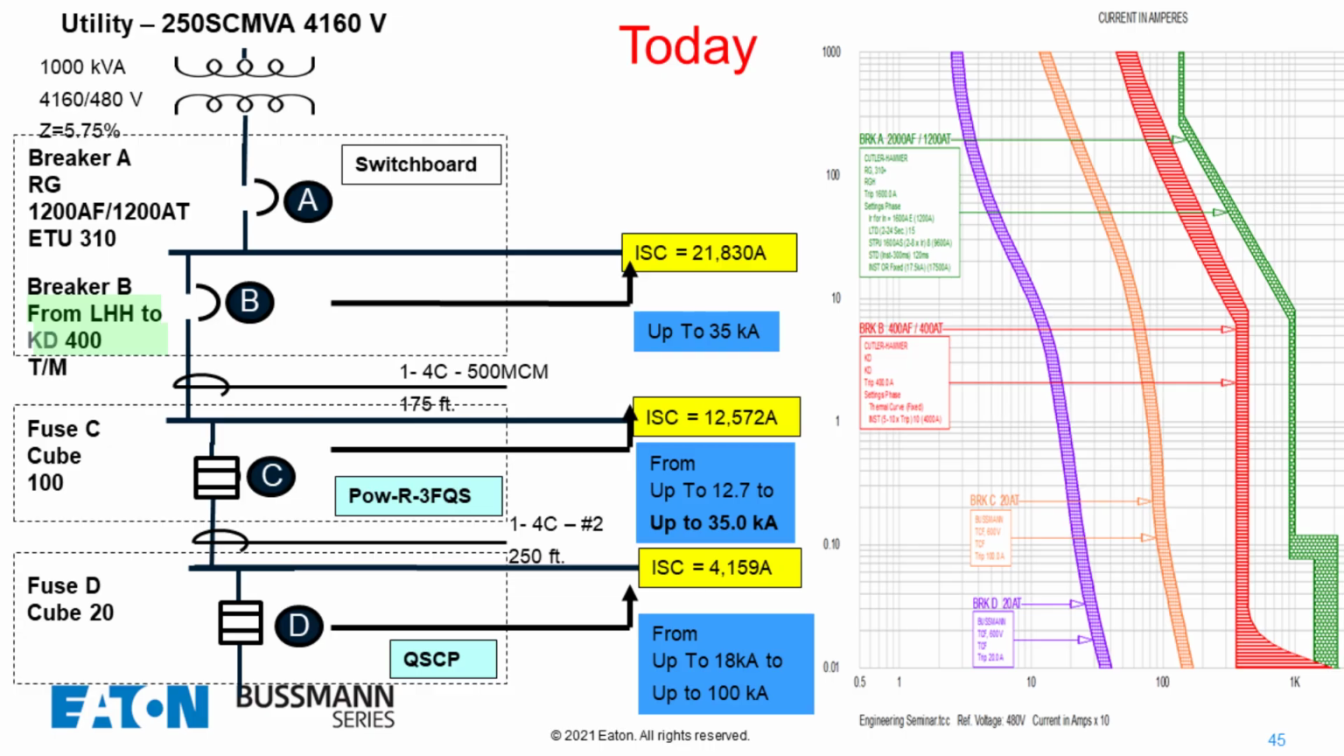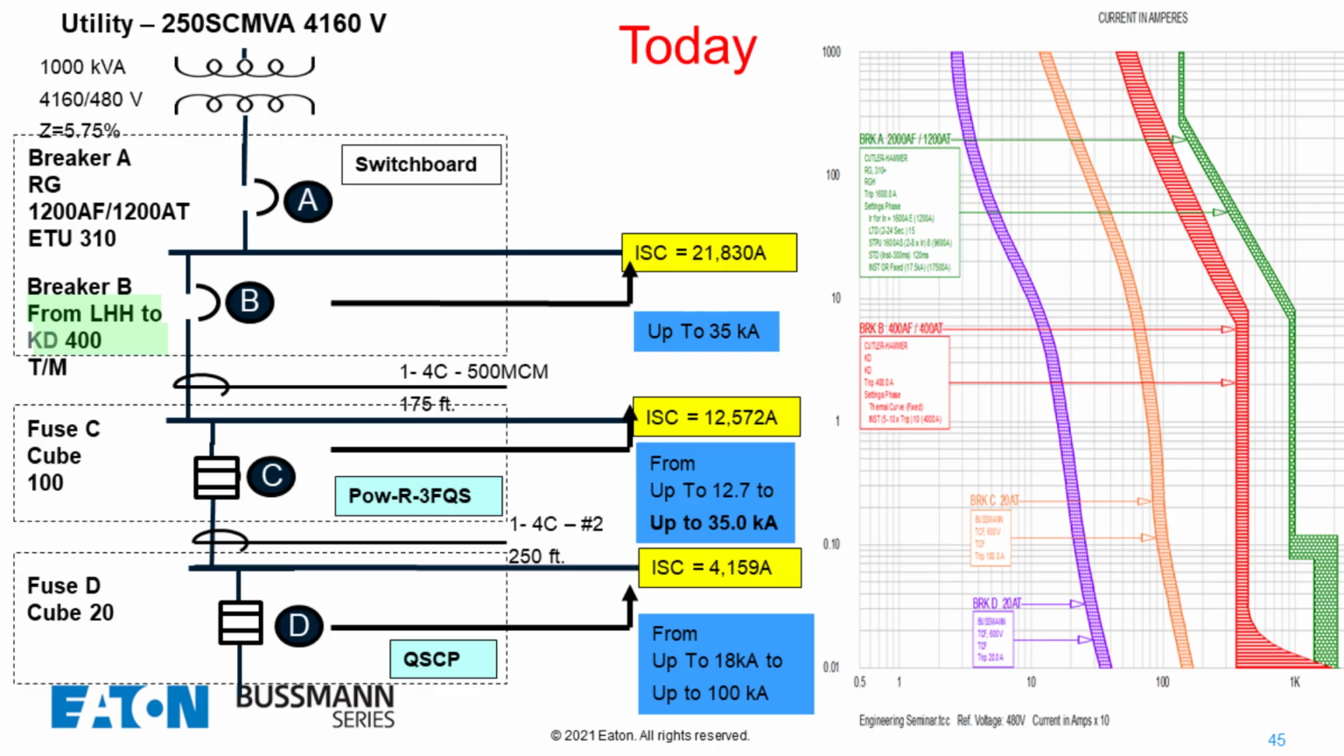We can get a less expensive breaker again. We can go from an LHH breaker back to a KD 400 amp breaker, which is less expensive. And now we selectively coordinate. The 100 amp fuse will coordinate with a 400 amp breaker. And then guess what we did to breaker A? We went from an ND, I believe, to an RG. Now we go to a 1200 amp frame with a 1200 amp trip setting instead of going to a 2000 amp frame with a 1200 amp trip setting.